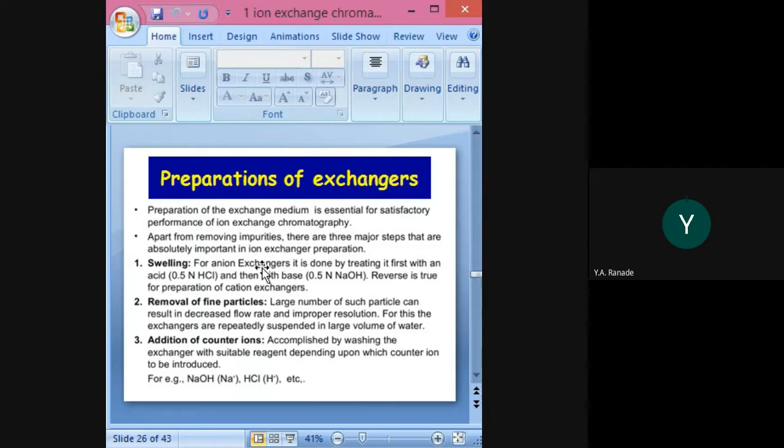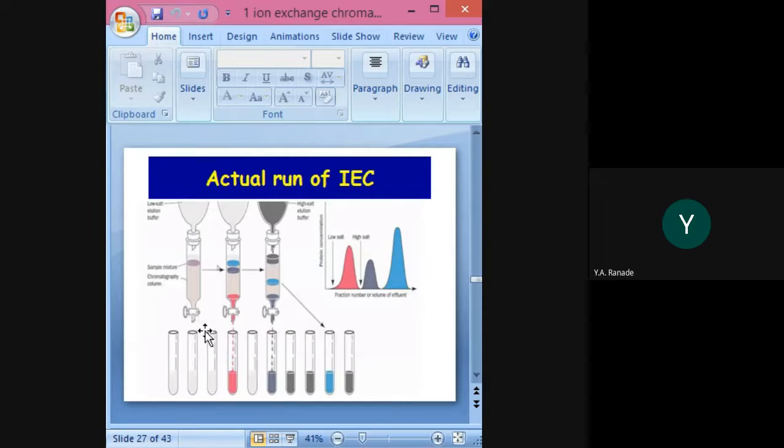Initially the matrix, the stable material, is swelled with the help of either a solvent system or any other type of solvent, but the mostly recommended thing is a solvent system, so that no improper polarity or improper ionic conditions could happen inside the column. Then unswollen fine particles are removed, and then counter ions are added in order to convert the material into the ion exchanger. So here the functional groups are equipped with the counter ions itself.